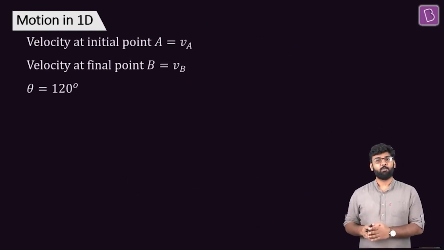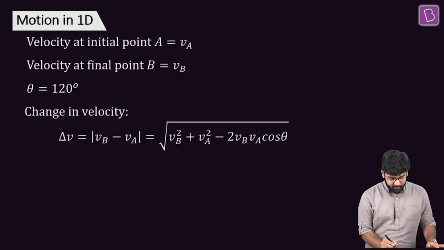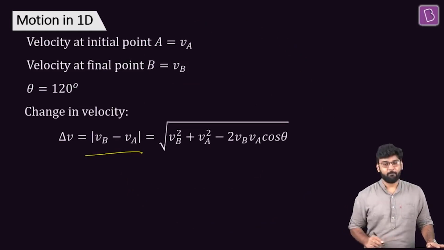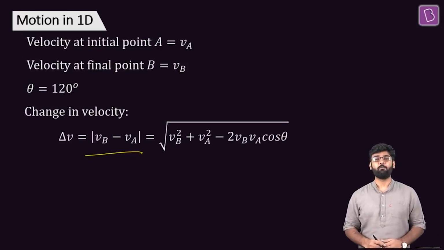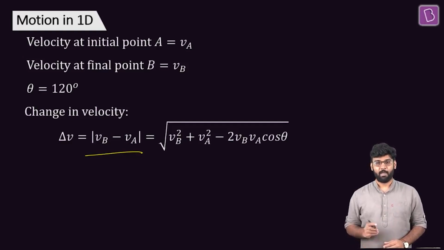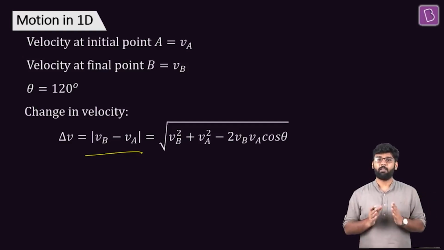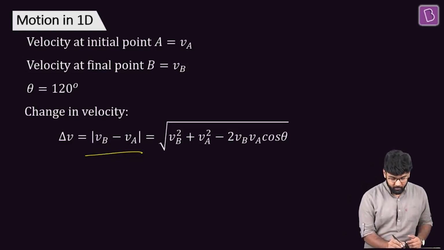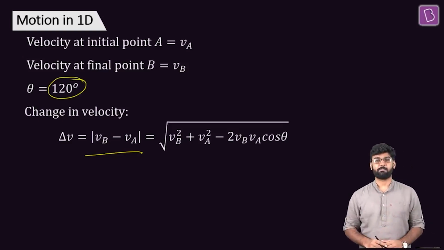So as we know that magnitude of change of two vectors can be calculated by the formula mod of VB minus VA, which will be under root of VB square plus VA square minus 2 VB VA cos of theta. And this theta is the angle between the two vectors. So as I said, initially the velocity will be tangential to the circular path, and finally also the velocity will be tangential. So the angle between these two velocities will be 120 degrees in this case.